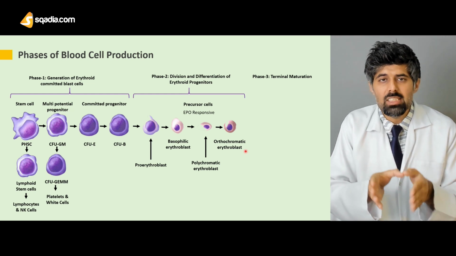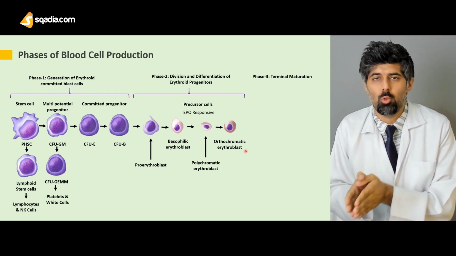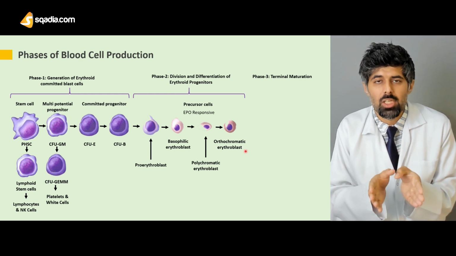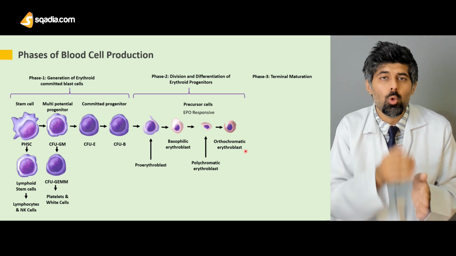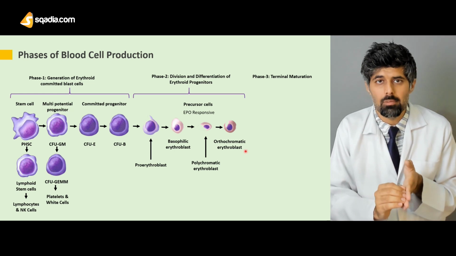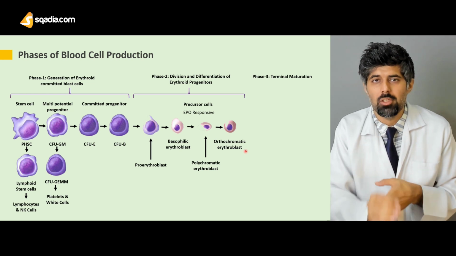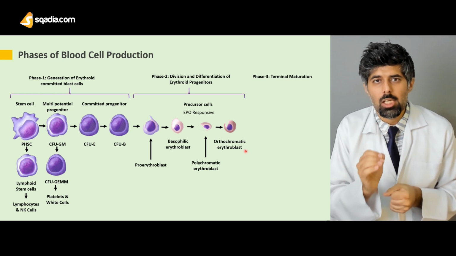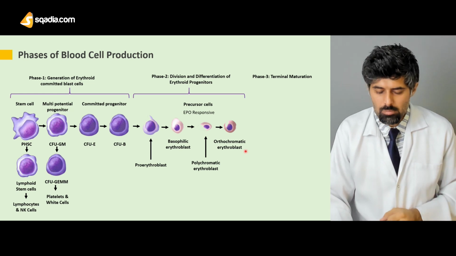Now, all of these progenitors, from the proerythroblast to the orthochromatic erythroblast, are known as the erythroid progenitors because they can only go in one direction and form only one cell line. And we have discussed all of these progenitors in much detail in the stages of erythropoiesis.